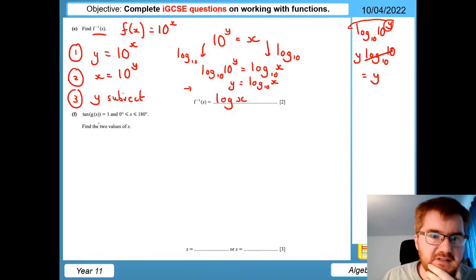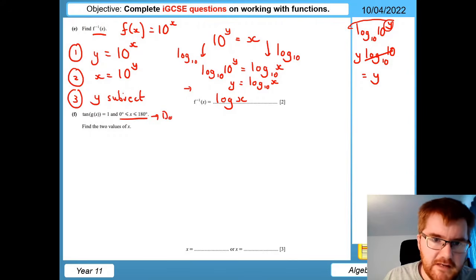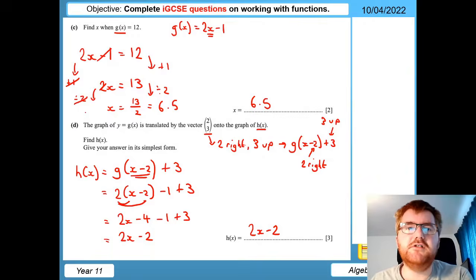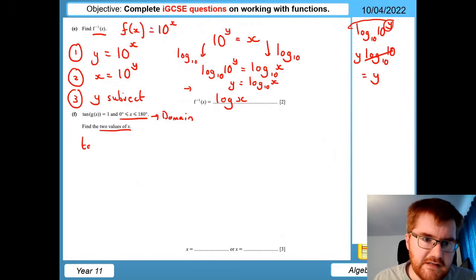And first of all, we've got tan of g of x is equal to 1, between 0 and 180 is our domain, to what x can be. And we need to find the two values of x. They've been very helpful. They've told us there are two answers in this question. Now g of x is equal to 2x minus 1. So tan, wherever I see a g of x, I'm going to put a 2x minus 1. And this is equal to 1.